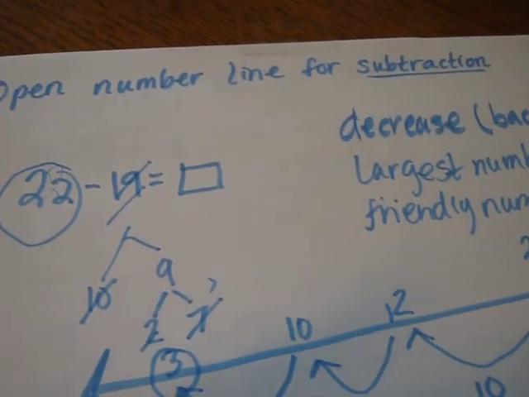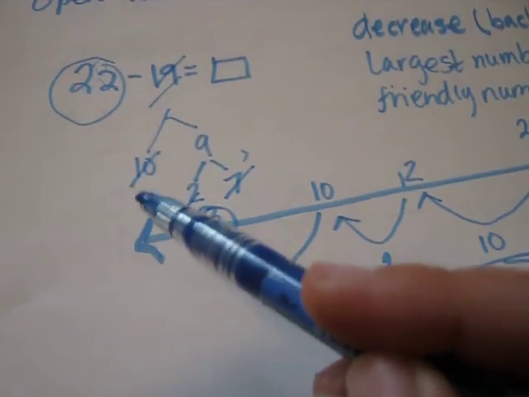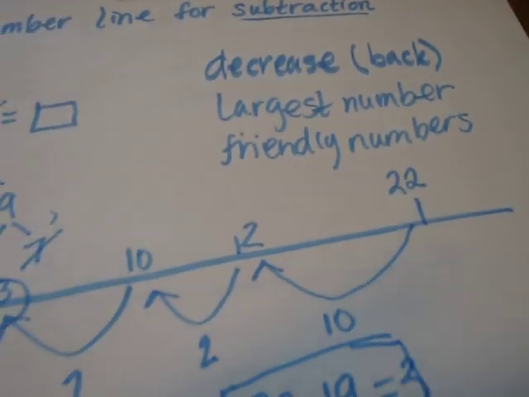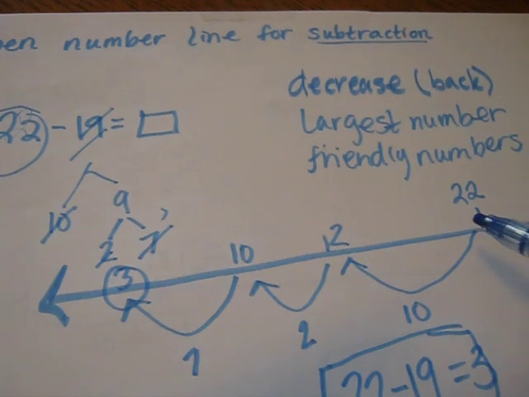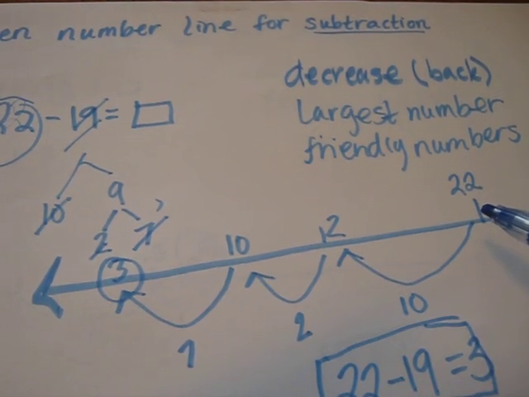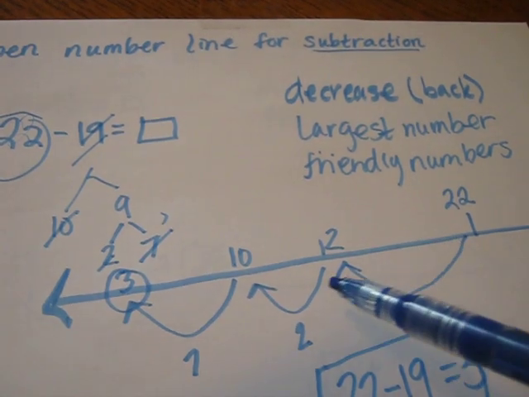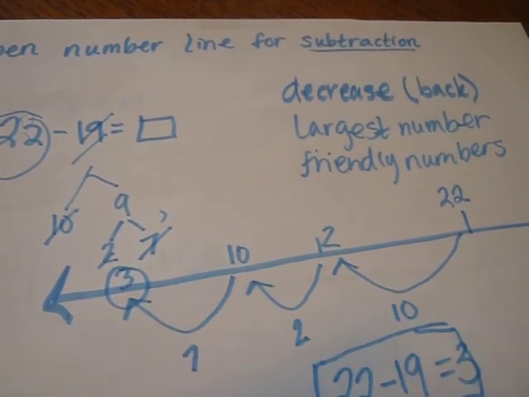Open number line for subtraction, we're decreasing, so we're working backwards in our solving. We're going to be starting with the largest number, however, it's going to be starting down here at the right side of the number line. And we're going to turn that number we're subtracting into more friendly numbers and take little jumps to get to the difference.